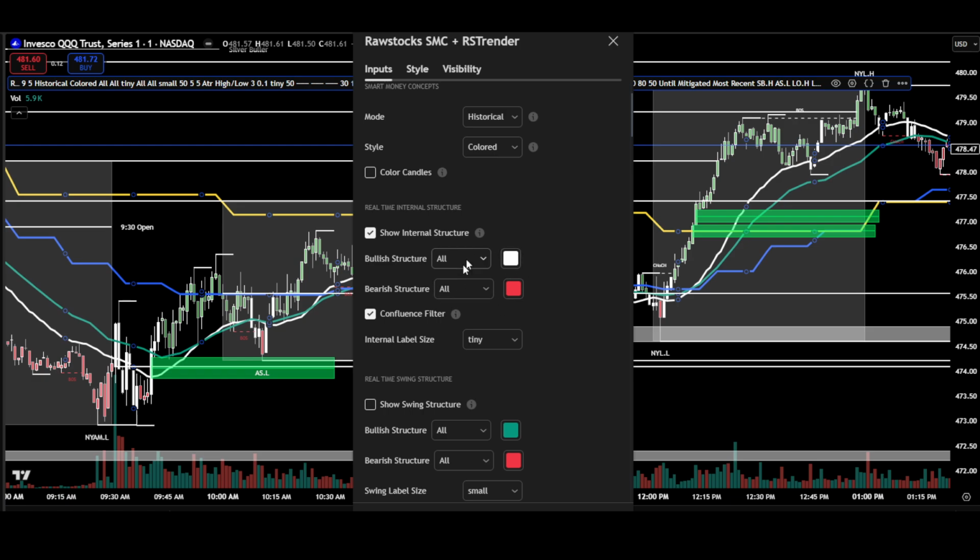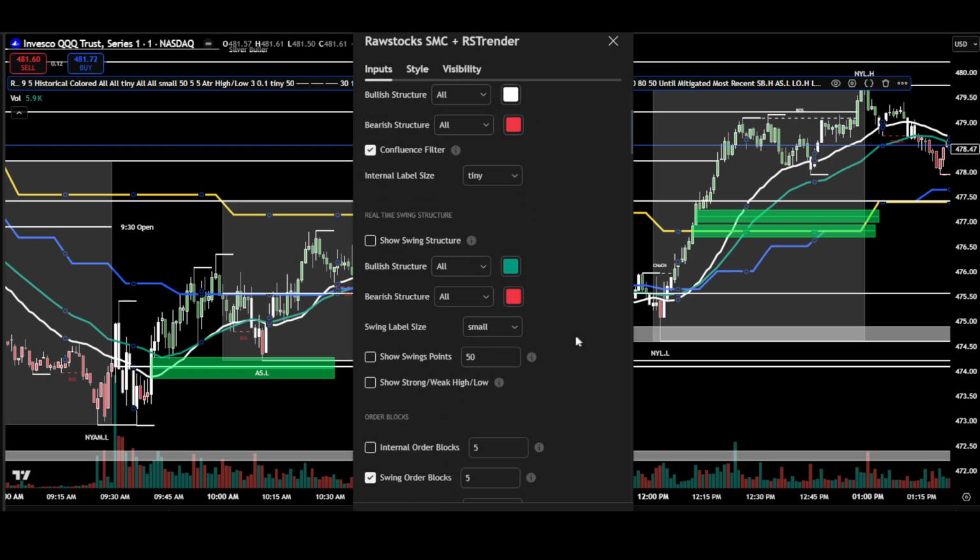That one's just going to show you change of character and break of structure. I have confluence turned on. I don't have the swing structures turned on. Swing structures just show you those larger breaks of character, usually on the higher time frame. But because most of what I do is scalps and day trades, I have only the internal structure turned on.